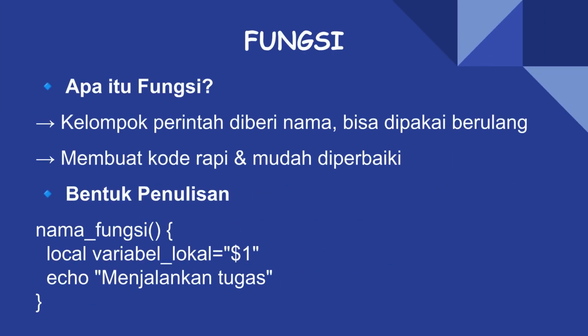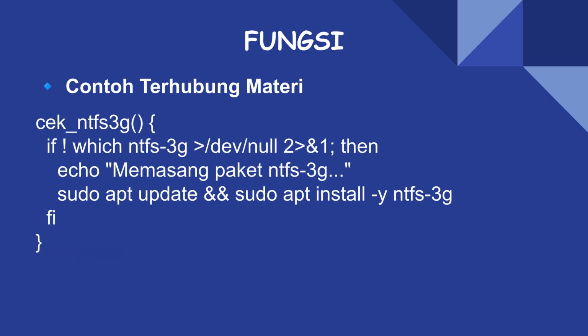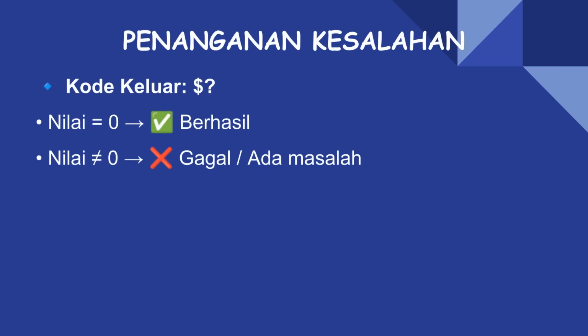Functions in shell scripting allow you to group commands under a single name, making them reusable throughout your code. This structure helps keep your scripts clean, organized, and much easier to maintain. To define a function, use the name followed by parentheses and curly braces. Inside, you can declare local variables to ensure they do not conflict with the rest of your script. Here is an example showing how a function can be used to check for required packages. This script verifies the existence of a tool and installs it if it is missing.